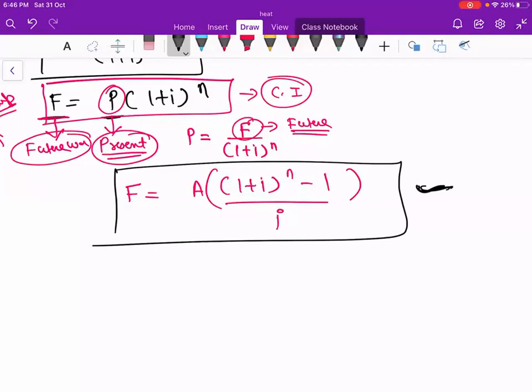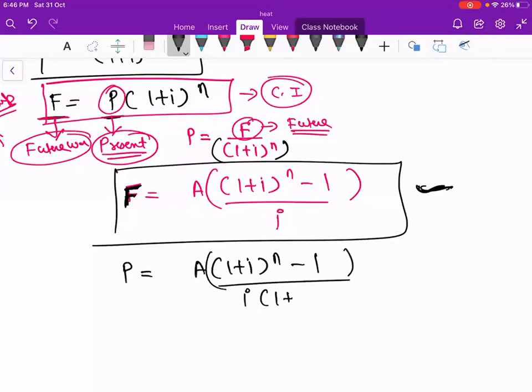Annuity formula, anyone has problem? Clear? So this is future. If I want to convert this future into the present, what is that? Divide the equation by (1 + i)^n. So that is the thing I am writing here. Present worth P = A[(1 + i)^n - 1] / [i(1 + i)^n]. That's it.